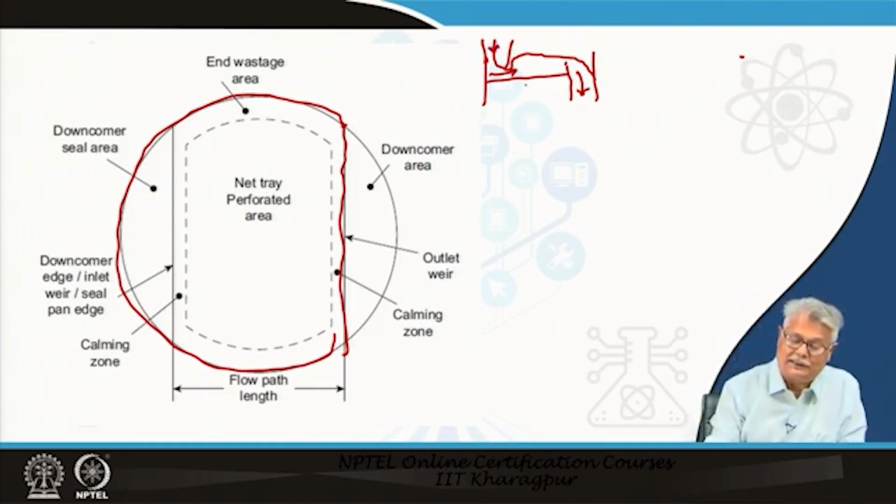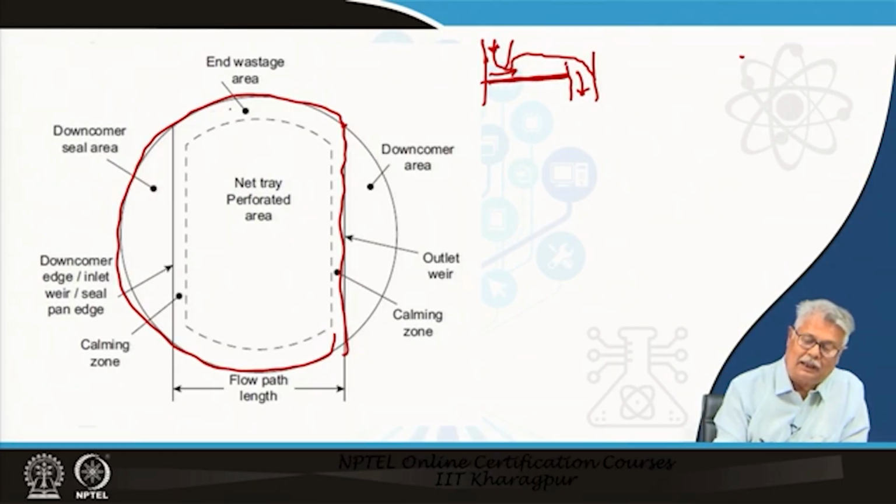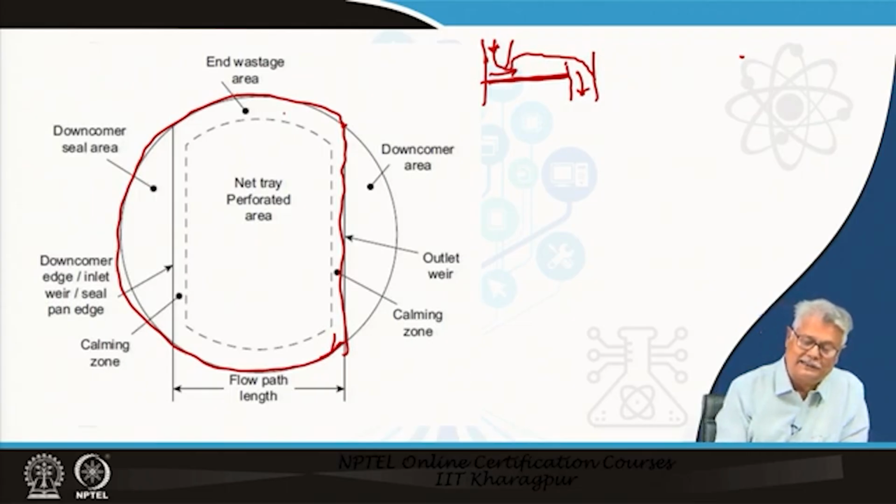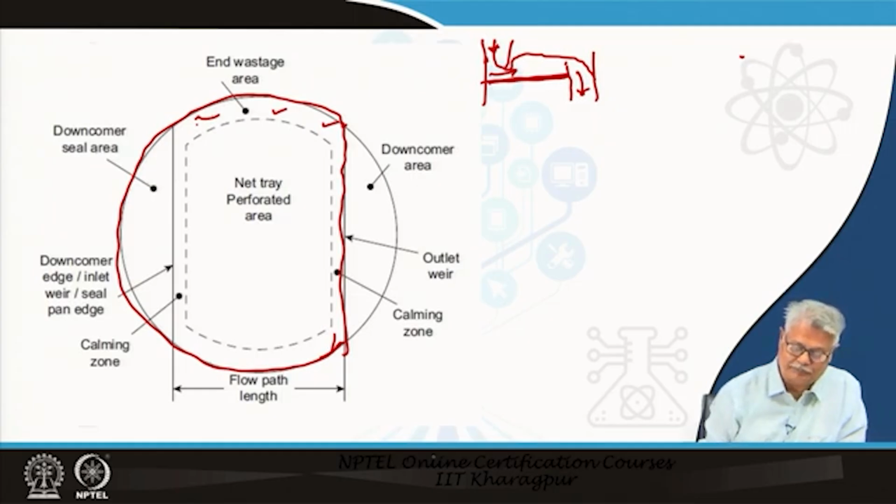Now, quite naturally, such a tray has to be fixed to the wall of the column. That means, I will be fixing it on some fixture which is there, which is permanently fixed with the column. It will be bolted. We will look at the features of those. Quite naturally, if you are bolting it here, you cannot have any vapor dispersers placed in this area. So, this area will be the end wastage area.